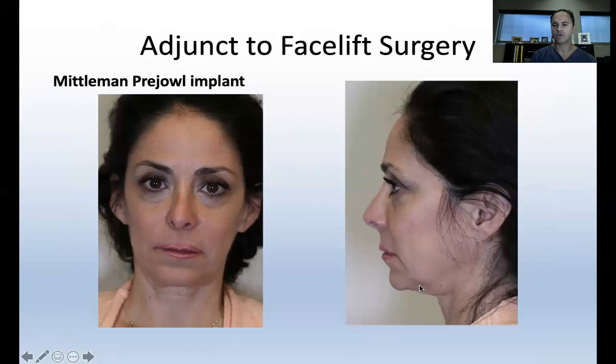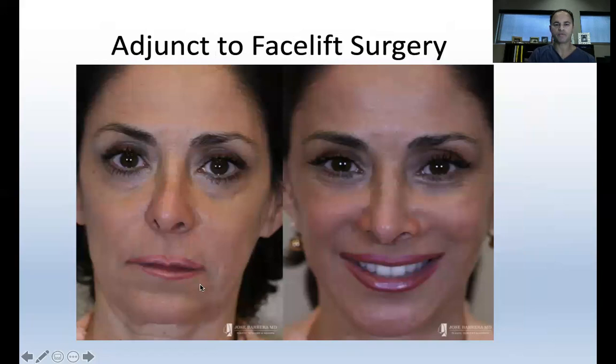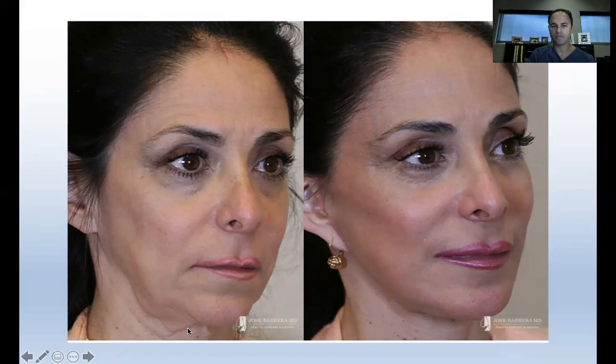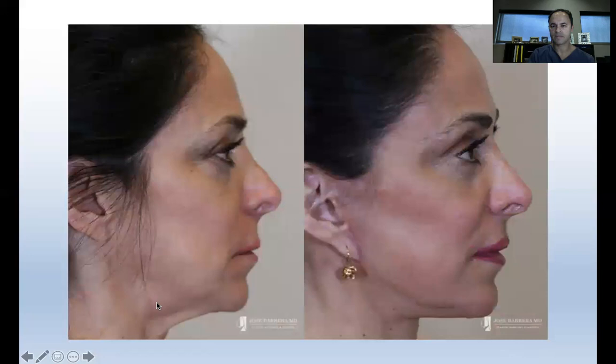And this is the patient preoperatively and postoperatively showing good jawline, straighter jawline, improving the marionette lines and improving the neckline. This is her 3/4 view showing a straighter jawline here and improvement in this platysmal banding, prejowl sulcus and the jaw itself. And this is her lateral view.